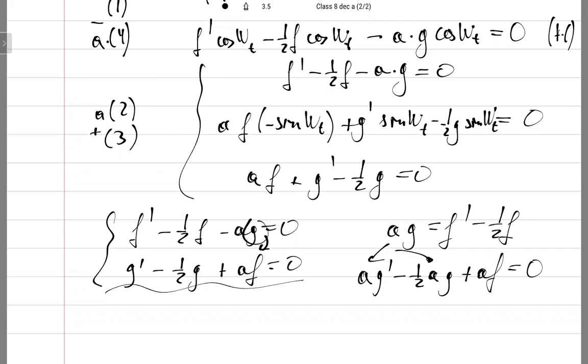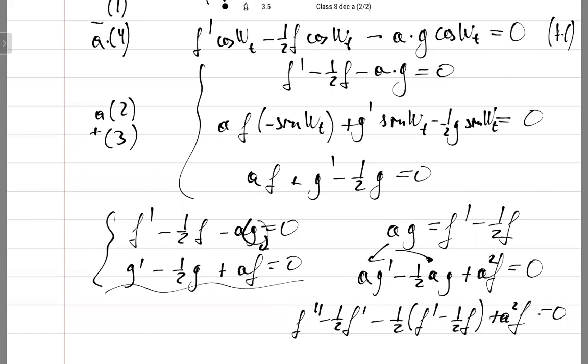It's alpha squared f. Sorry, you multiply by alpha, and it becomes alpha squared. Yeah, you're right. Okay, so it's f double prime minus 1 over 2 f prime minus 1 over 2 f prime minus 1 over 2 f plus a squared f equals to 0.